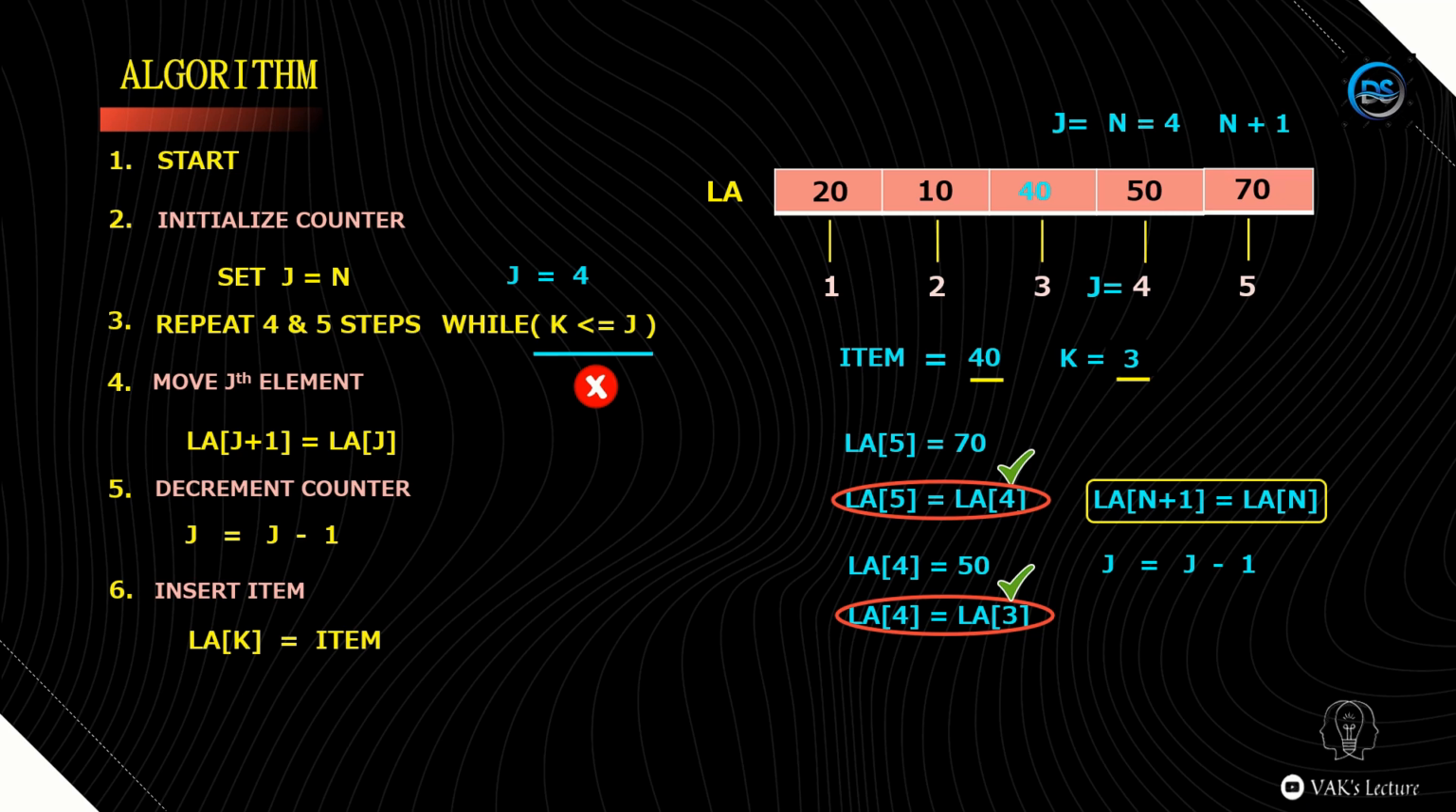Also, always our array size is n, but at the start we changed this into n plus 1. Why? For the insertion process, right? So now our process is completed. So what we have to reset here? We have to reset n plus 1 to n. How to do? In step 7, we have to reset n is equals to n plus 1. Then stop the algorithm in step 8.